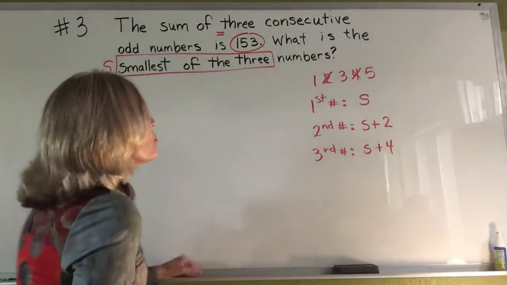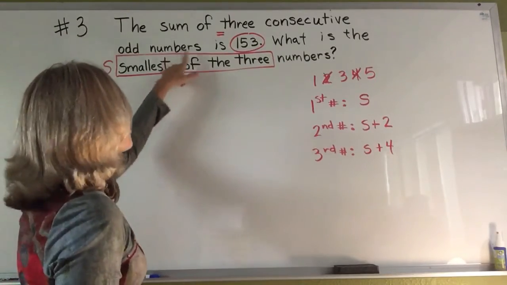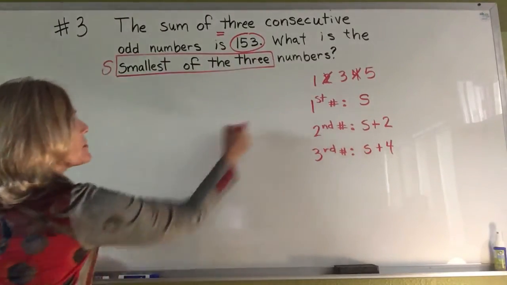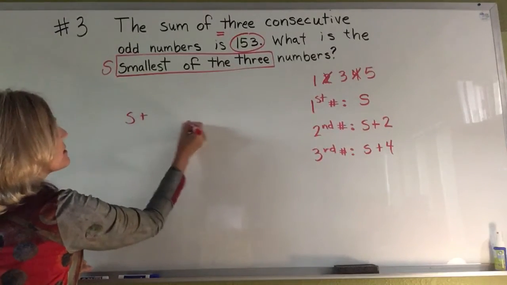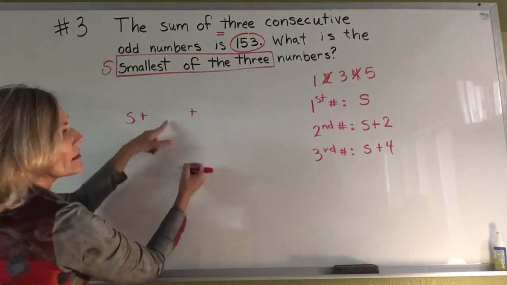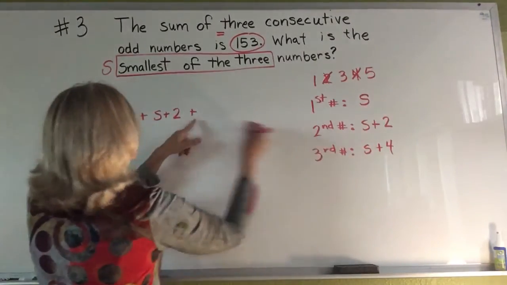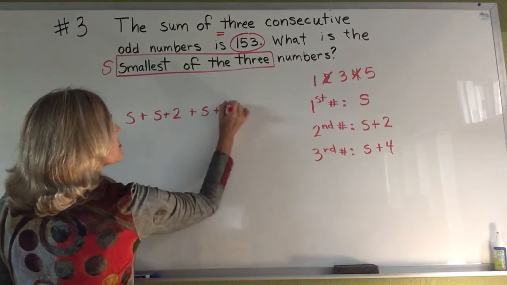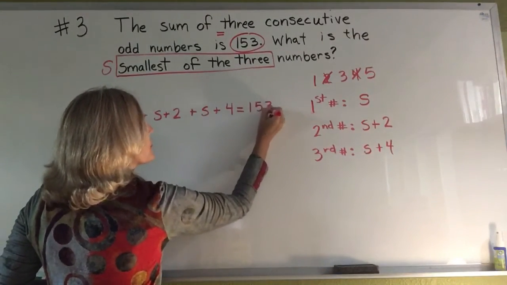Now, we're just going to add the first number to the second number to the third number, and that should total up 153. So the first number is S. The second number is S plus 2, and the third number is S plus 4. And again, all of that totals to 153.